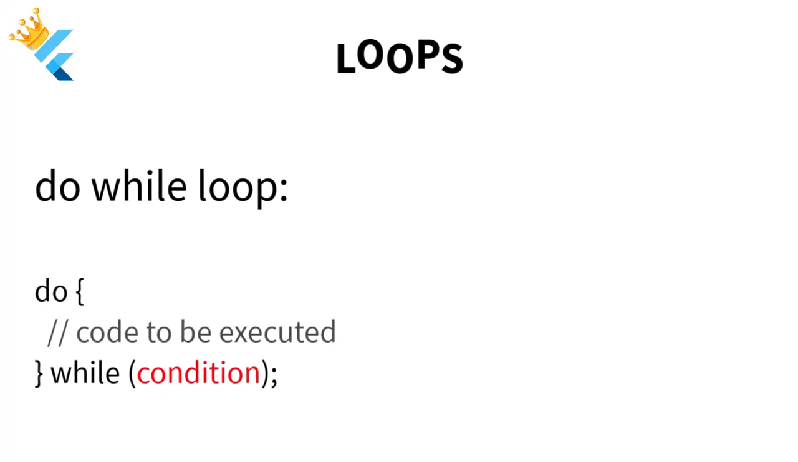The do-while loop in Dart is a type of loop that executes the code inside the loop at least once before checking the condition. The structure of a do-while loop is: do, block of code, then the while condition. Here the code inside the loop is executed at least once and then the condition is evaluated. If the condition is true, the loop continues to execute, and if the condition is false, the loop terminates.